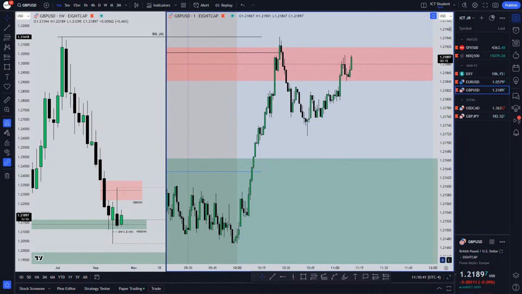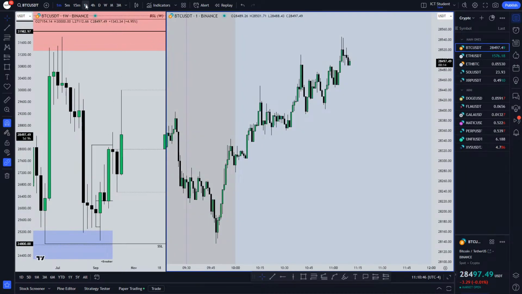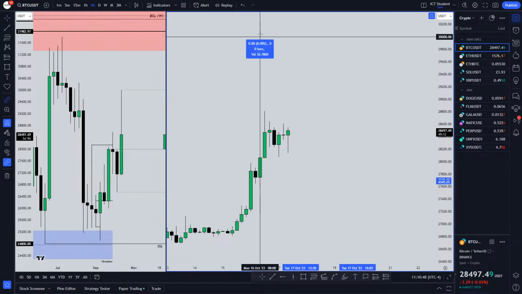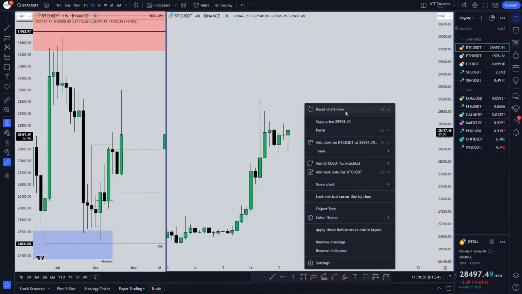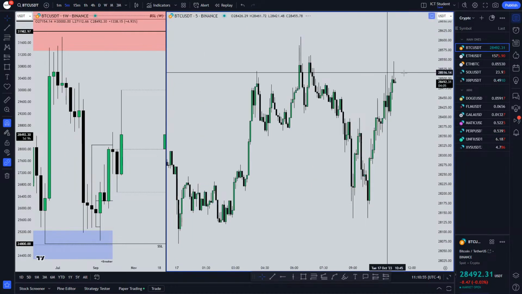Unless you want me to trade BTC, but I don't want to trade Bitcoin. I don't think it's worth it right now, especially with the way it's moving. You see this big wick, man. It's not worth it, the way it's moving right now. Definitely not worth it.